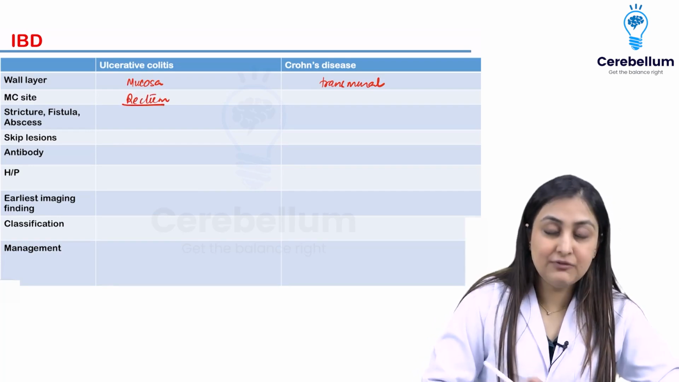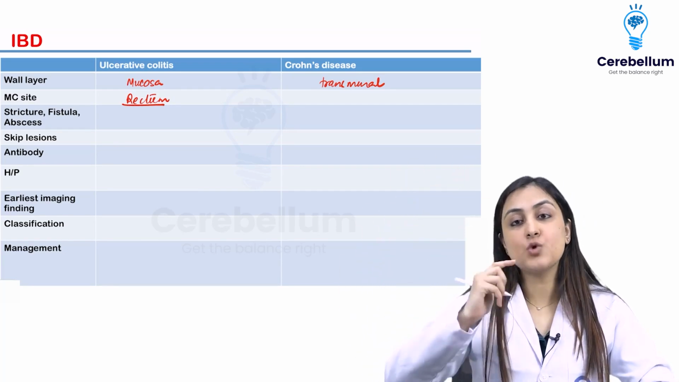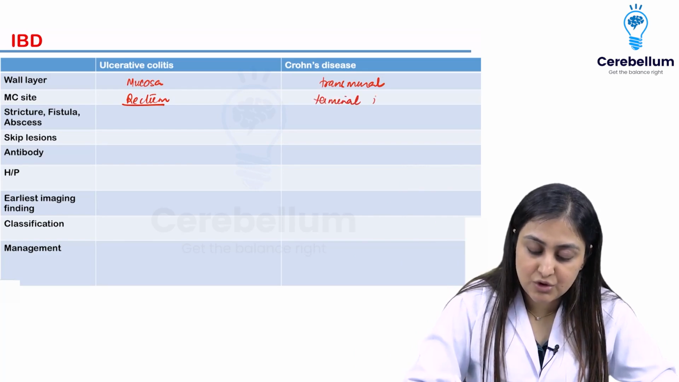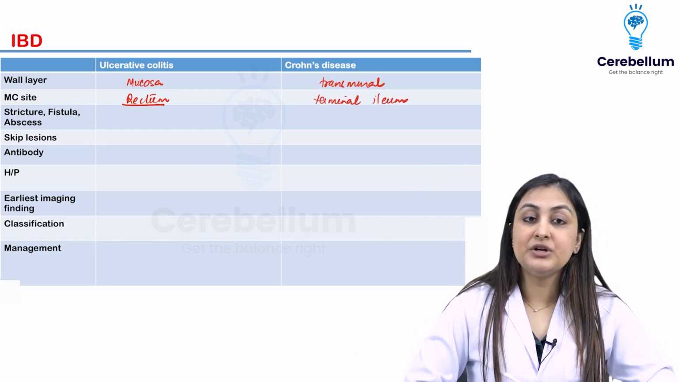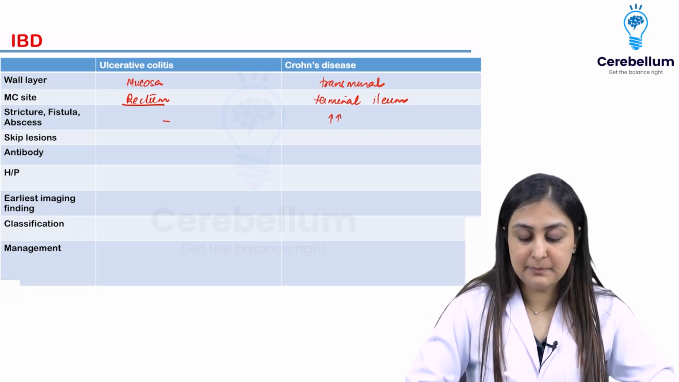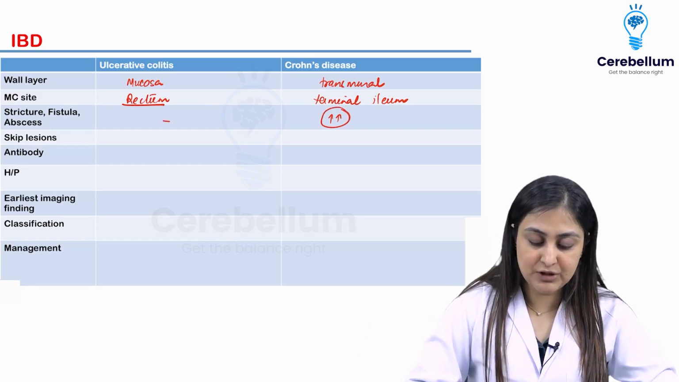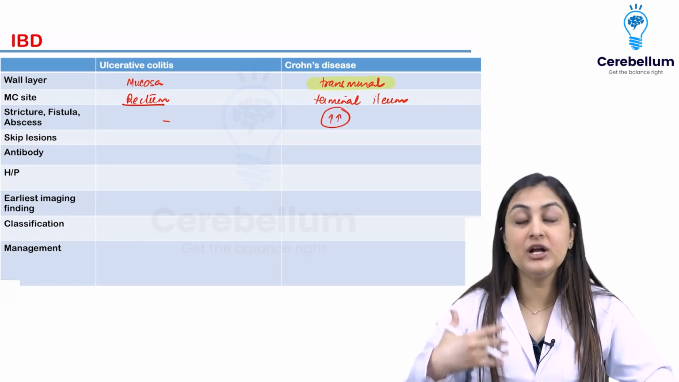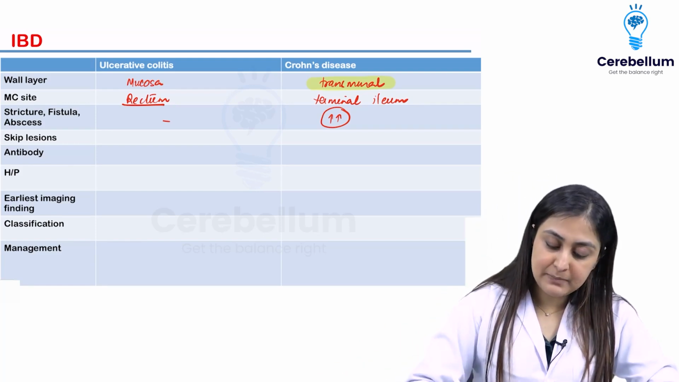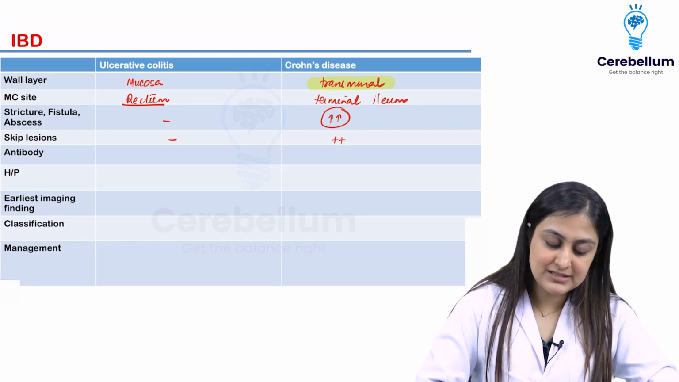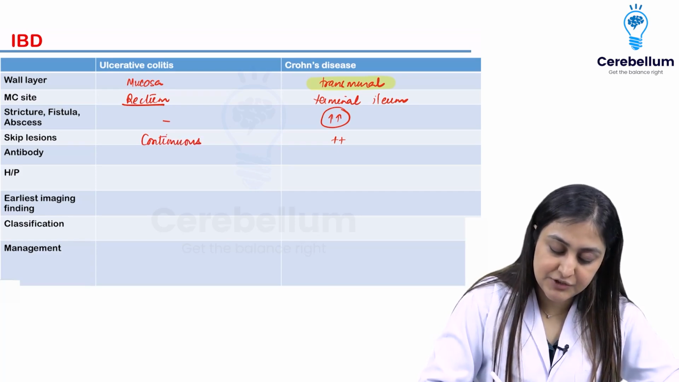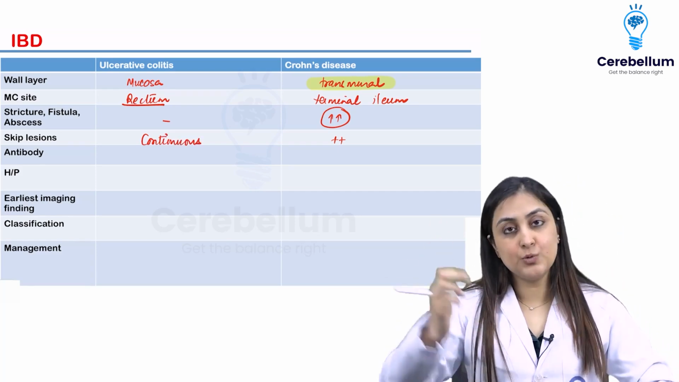Remember, rectum is invariably involved and that is where the disease always starts. Whereas in Crohn's, it is the terminal ileum which is the most common site. Talking about strictures, fistula and abscesses, they are more common in Crohn's disease as compared to UC because it is transmural. You can remember because all layers are involved, higher chance of stricturing, fistula and abscesses. Where do you have skip lesions? Again, they are there in Crohn's, whereas ulcerative colitis is continuous involvement. You're going to have continuous involvement from the rectum towards the colon.